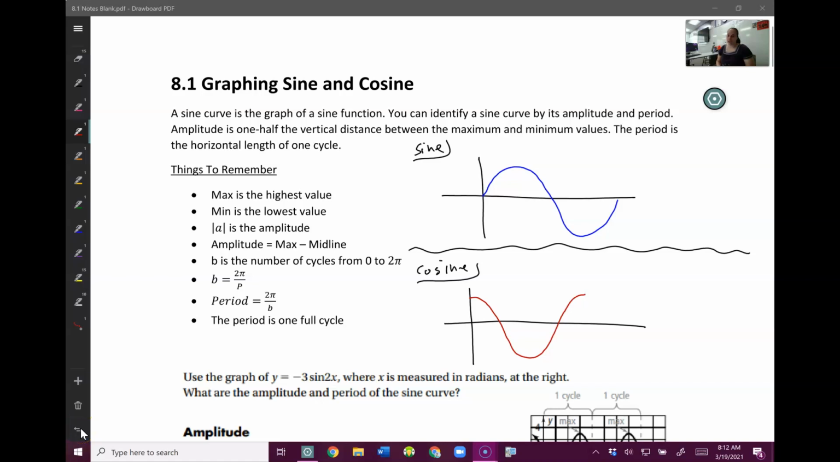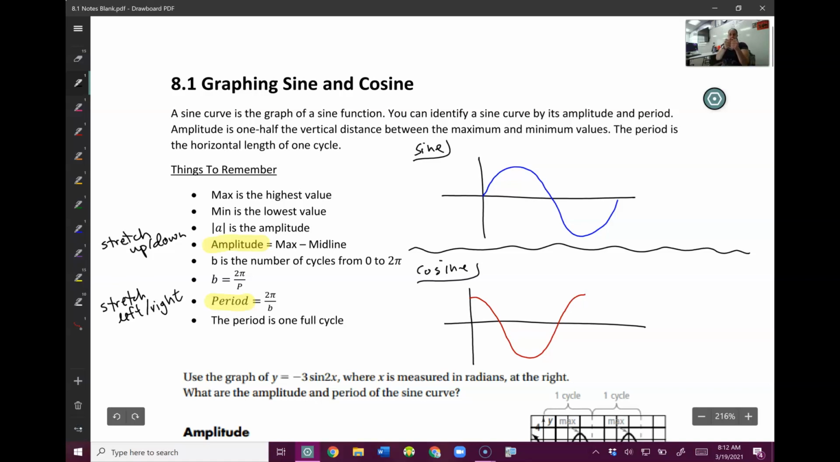Let's talk stretching. When we are doing these sine and cosine waves, there are two kinds of stretches that we're going to talk about. And here's your two vocabulary words: amplitude and period. An amplitude is going to stretch the graph up and down. So it's going to take your wave and make it taller. Your period is going to stretch the graph left and right, side to side.